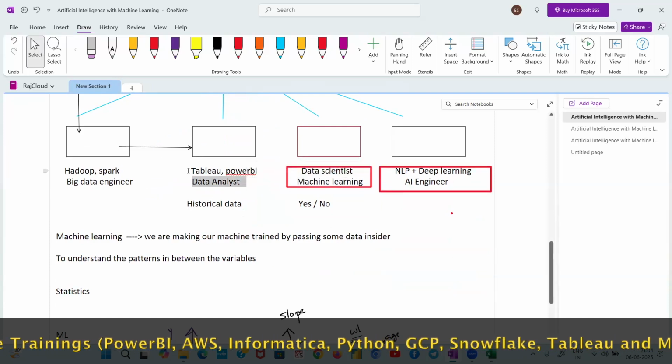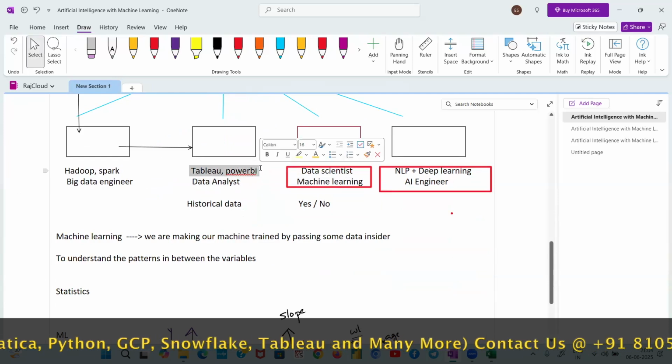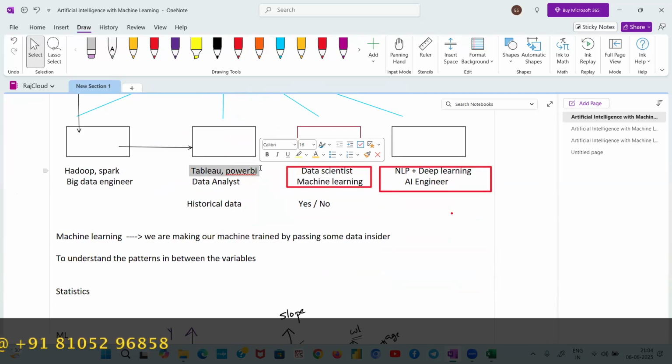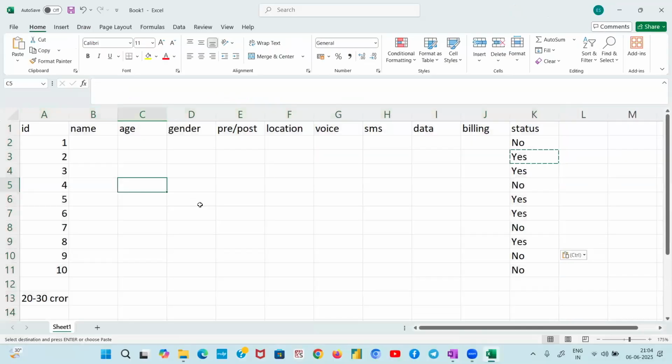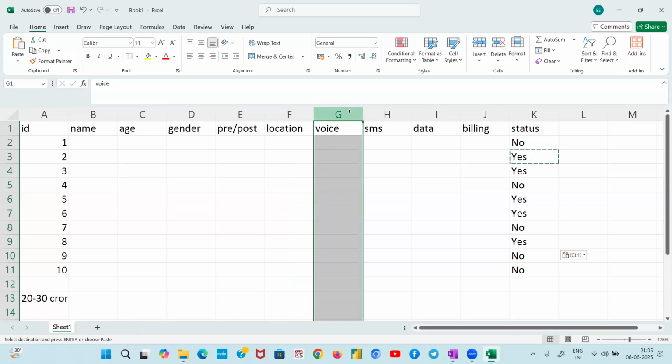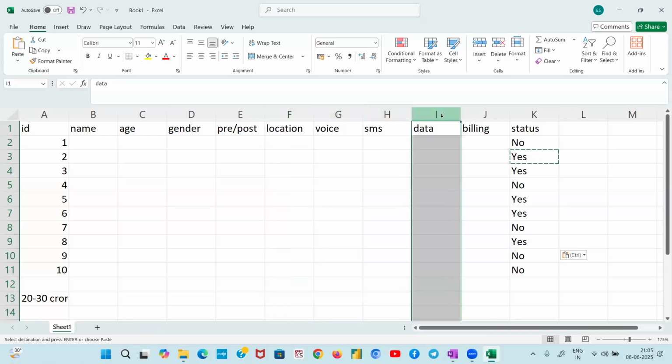So what will these people do? They will work on visualization tools such as Tableau and Power BI. What is their primary role? From this historical data, they will try to identify whether prepaid customers are leaving more or postpaid customers are leaving more. Or, location wise, whether city people are leaving more or town and village people are leaving more. Or whether voice based people are leaving more or internet users are leaving more. So which kind of criteria people are leaving more?